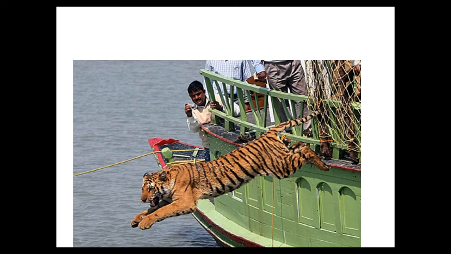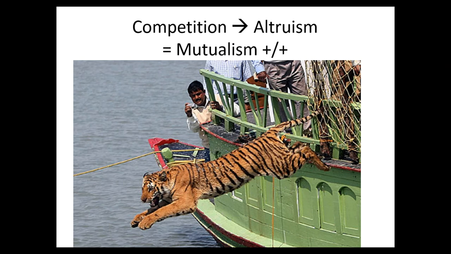This is the weirdest story of all. This is a man-eating tiger in the Sundarbans. And in the Sundarbans in India, there's a large human population moving into an area that is wild, and these tigers have been taking lots of people. But instead of doing the classic thing of shooting the man-eater, they're actually re-releasing it. And this is the story of competition turning into altruism.